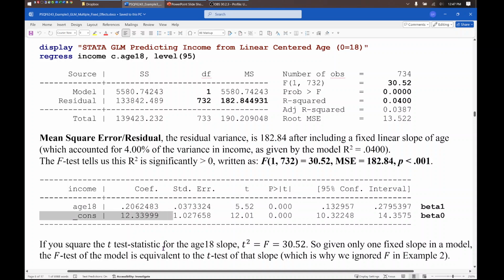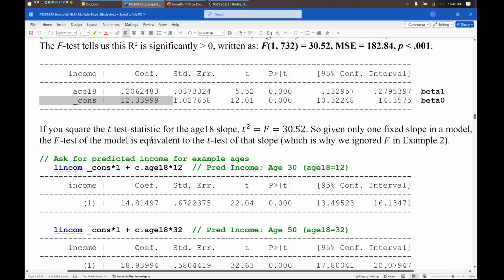So the intercept is 12.34. That's my predicted income for an 18-year-old. That intercept is significantly different than 0. We don't really care about that though. That just means that 12 is not 0. The slope for age then says that as age increases by 1 year, income is predicted to also increase by 0.2, so $200. So this is a linear slope.